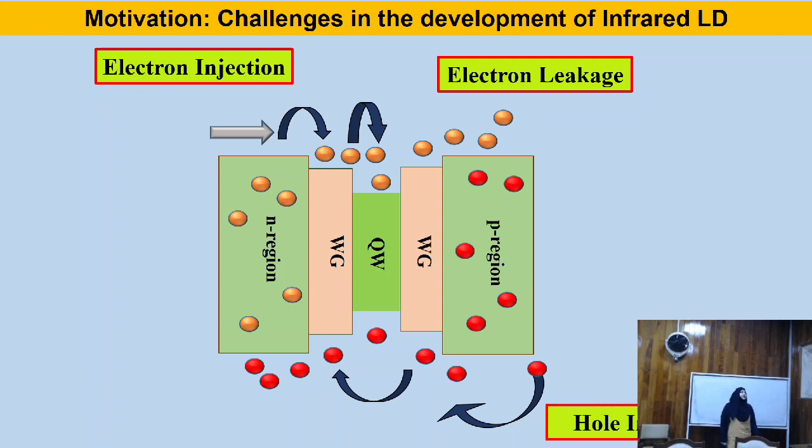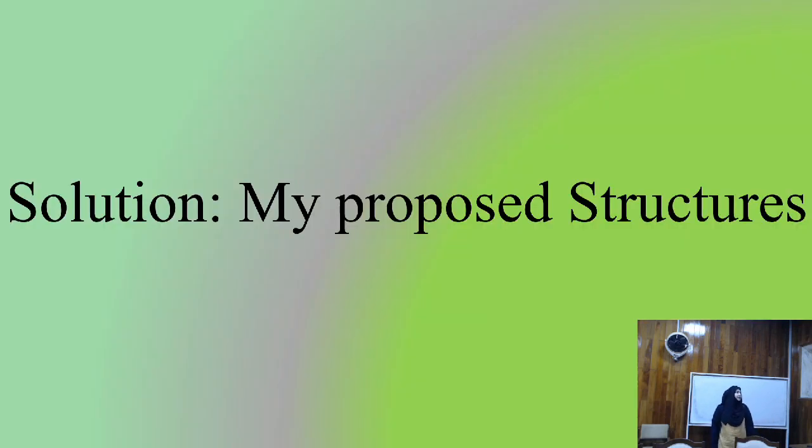So we have to increase the electron injection from the N region and hole injection from the P region into the active region, so they can recombine and emit light. Here we have to increase their electron injection and hole injection. We also have to minimize the electron leakage, so the maximum number of electrons can recombine. So this is another challenge.